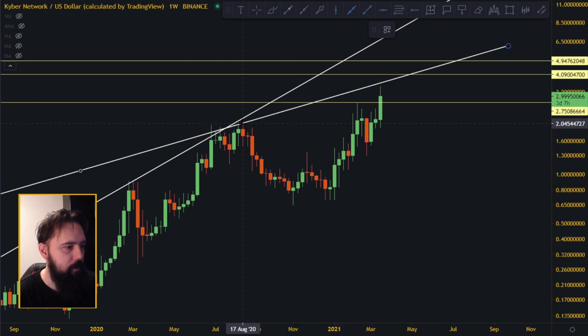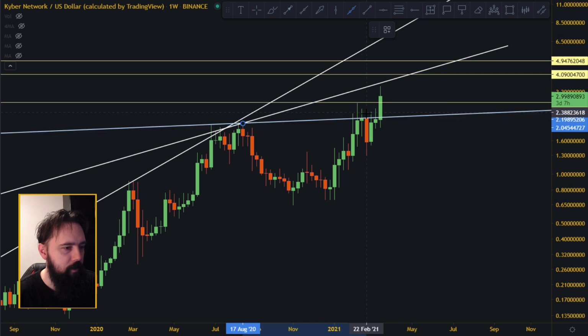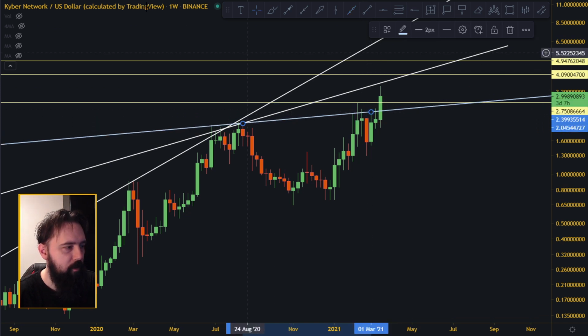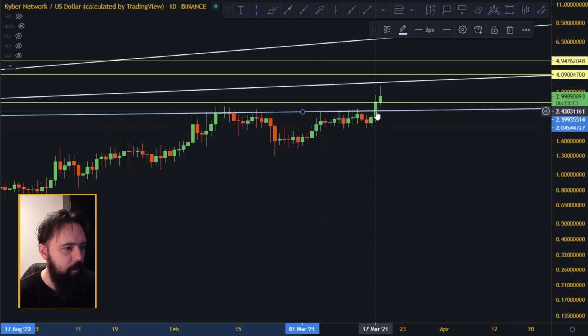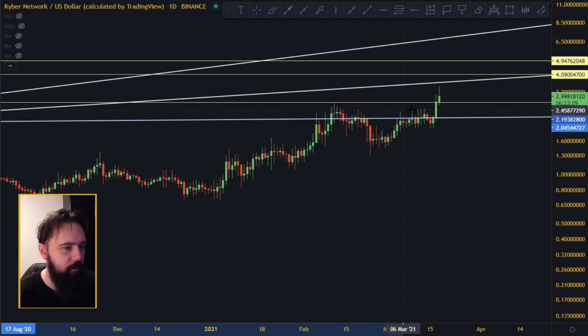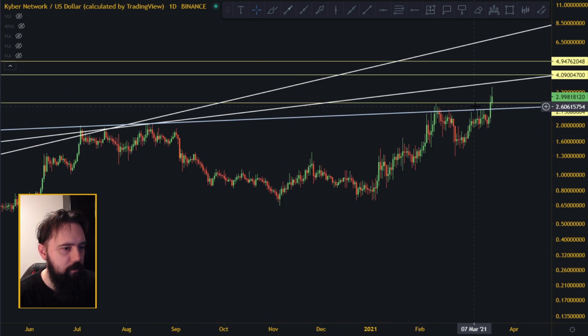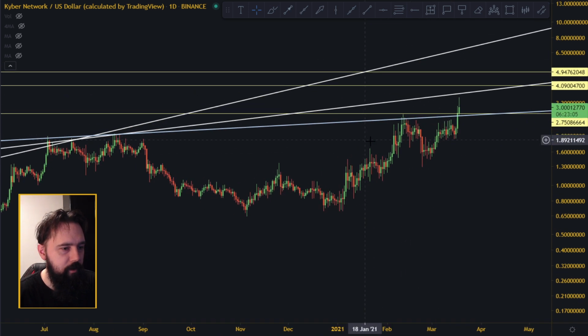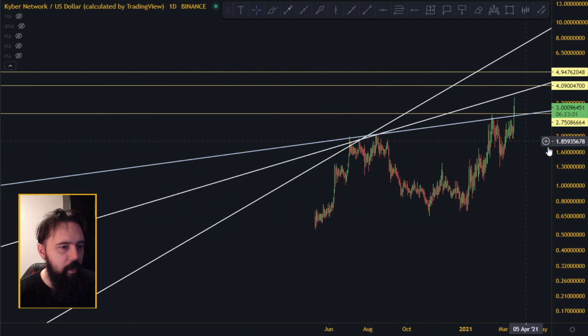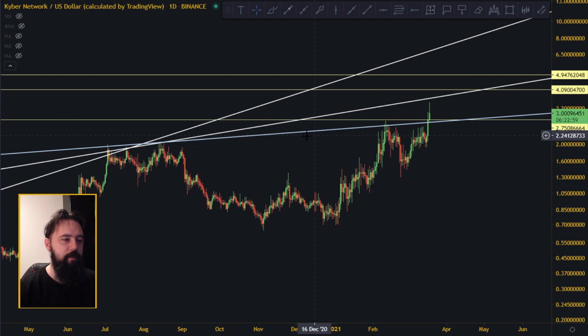So maybe you can use the weekly for better lines. Let's use this one, something like this, maybe all the way down here. When did it start pumping? Maybe it started pumping here. Let's see on the daily. No, it started pumping, yeah, it started pumping over here. So something like this. Did it pump all the way up here? I don't think so. It went through it. So yeah, maybe. Okay, let's just assume that this is the neckline of the cup and handle.